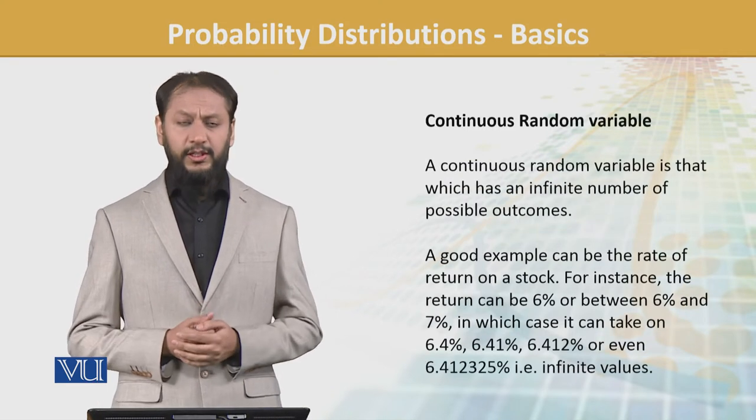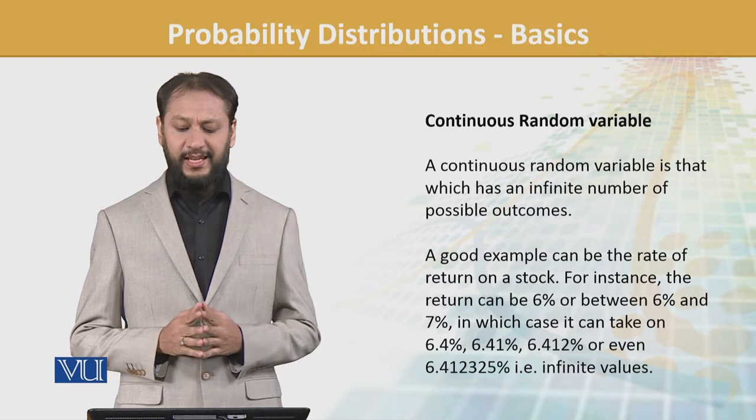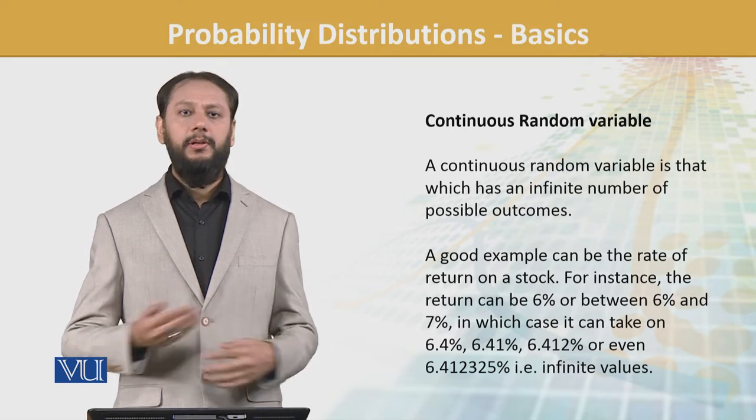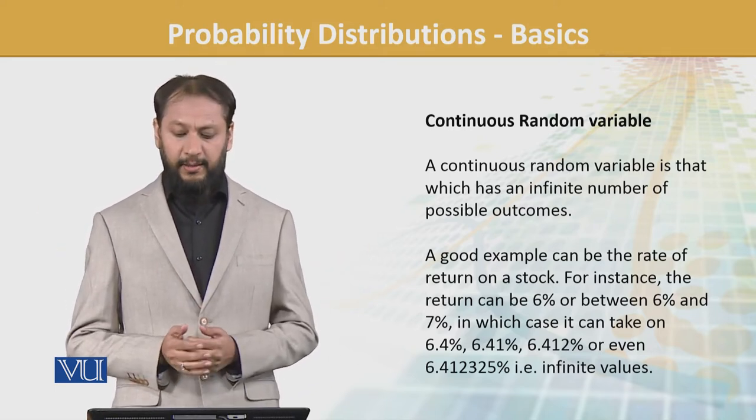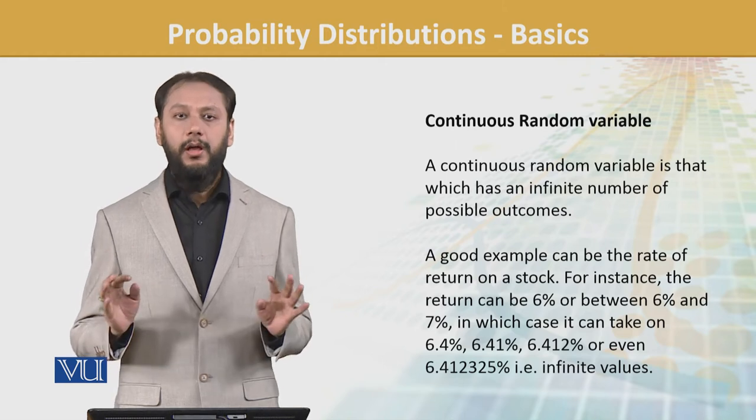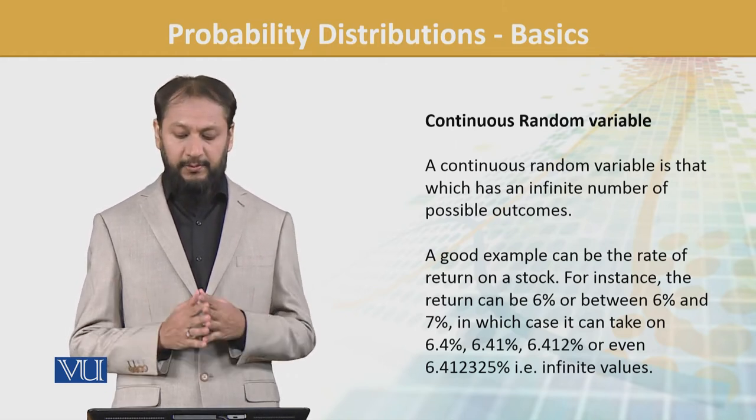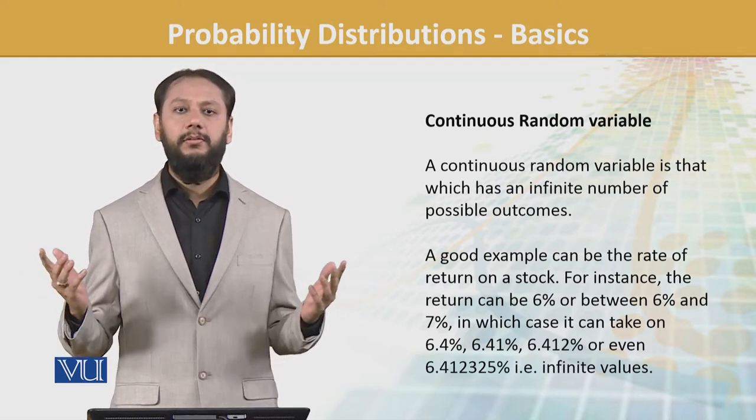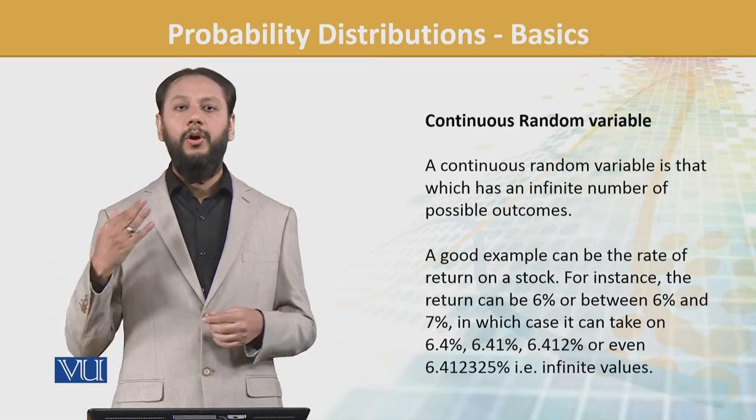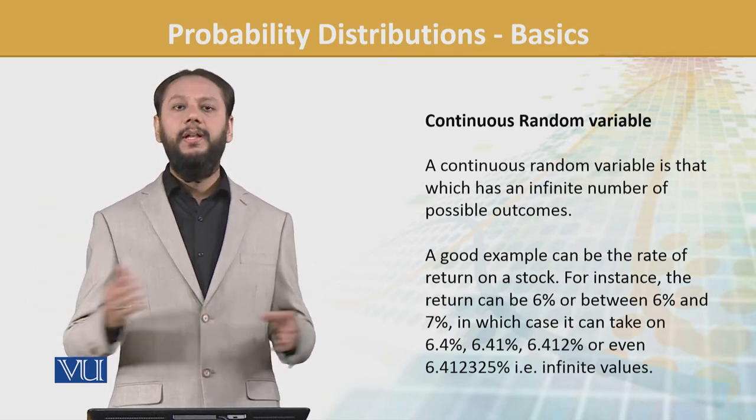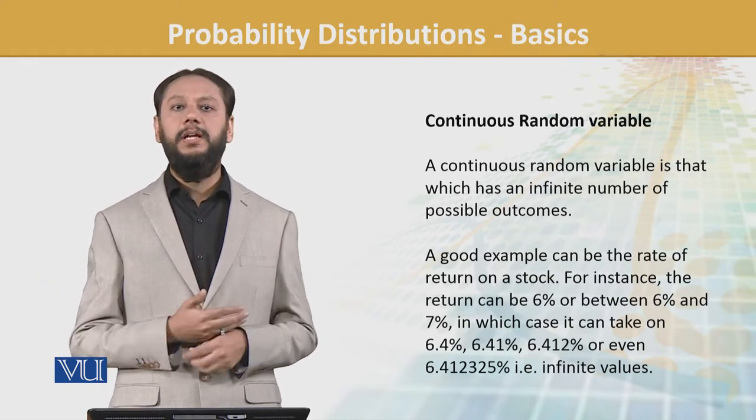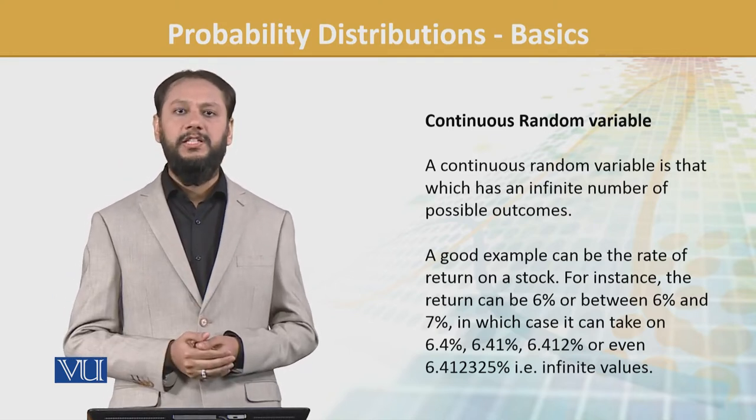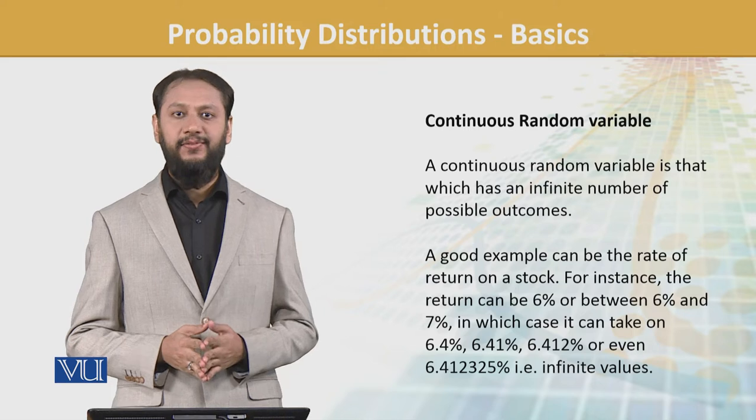Continuous random variable. A continuous random variable is one which has an infinite number of possible outcomes. Its limit is infinite, and when we say infinite, it's not simply countable, it is unlimited. A good example can be the rate of return on a stock. What return will the stock give? It can be anything. Even if we talk about a range, for instance between 6 and 7, it could be any number: 6.4, 6.41, and so on. So any number can come, and you cannot count at what value the return will come. 6.8 can also come, and after 6.8 many decimal places. So it's continuous and has infinite possible outcomes.